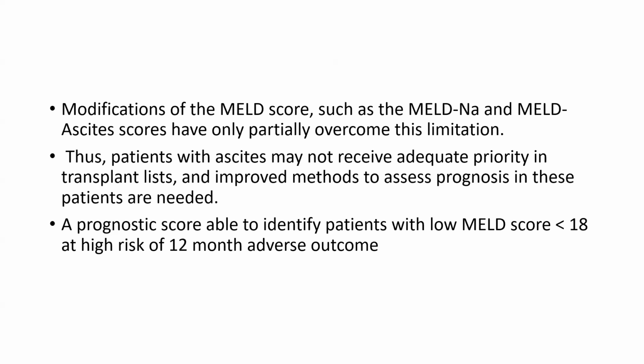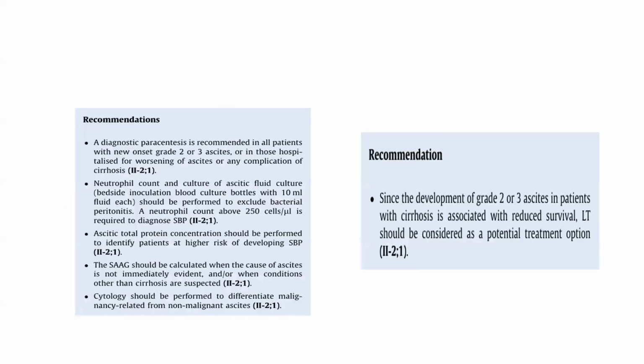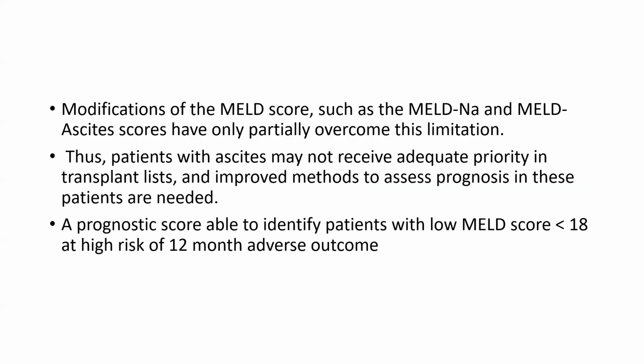A prognostic score able to identify patients with a low MELD score who have a high risk of 12-month adverse outcome is needed. If I want to explain how to prognosticate this patient on the basis of the MELD score: if we are dealing with a patient with ascites, and if the MELD score is less than 80, then there is a high risk of 12-month adverse outcome.